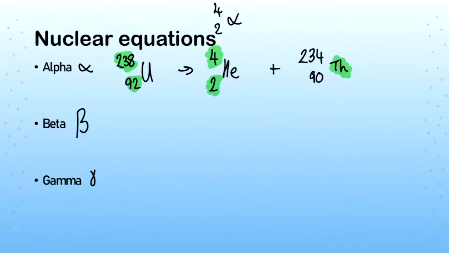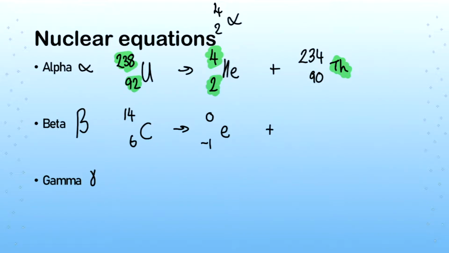So that's alpha. For beta, it's slightly different. Let's look at an example of carbon-14. Carbon-14 has a mass number of 14 and, as I said, a proton number of 6. If it goes through beta decay, what we're getting out of it is something that has a mass number of 0. One of its neutrons is turning into an electron and a proton. It's firing out the electron, which is fired out very quickly.